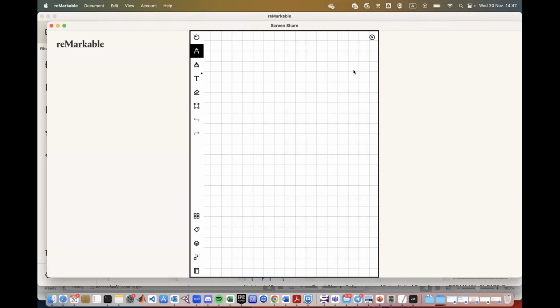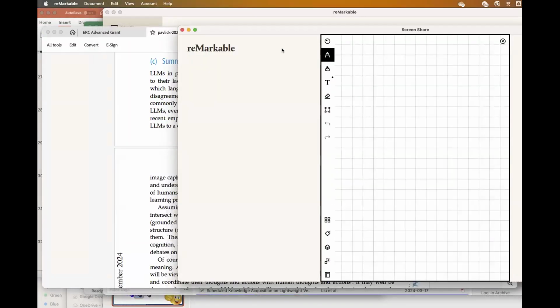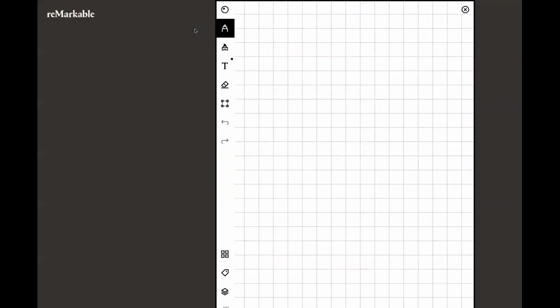And of course, I need to connect to the screen here. Yes. Perfect. Better. Much better. Yes.